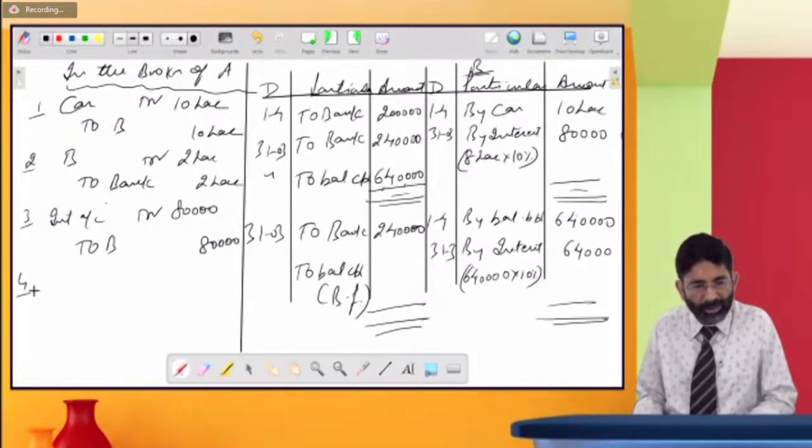Then the fourth entry, when the installment is paid, is very simple. B account debit to bank. That is 2 lakh 40,000.